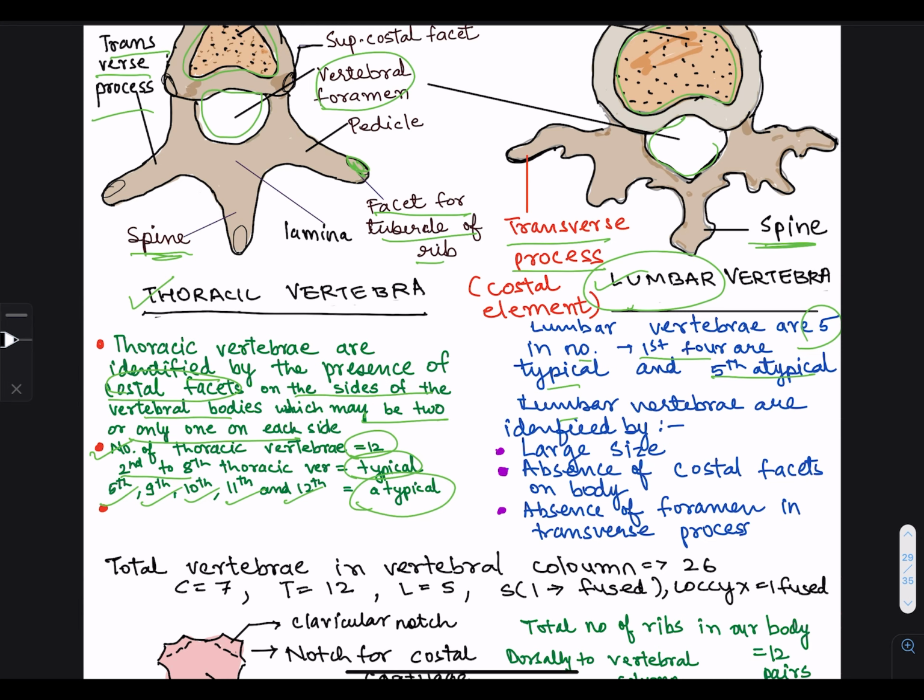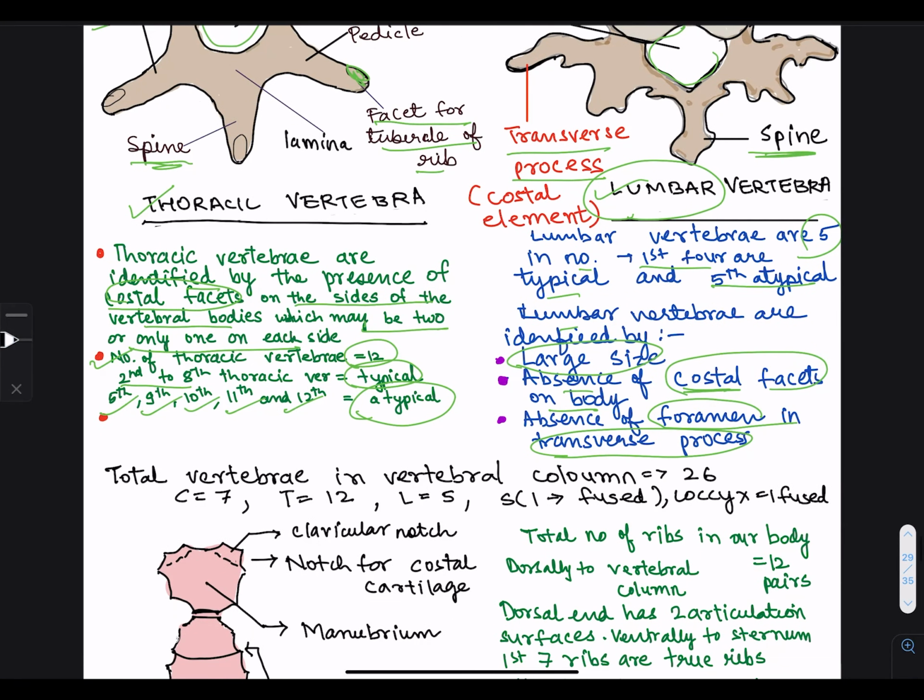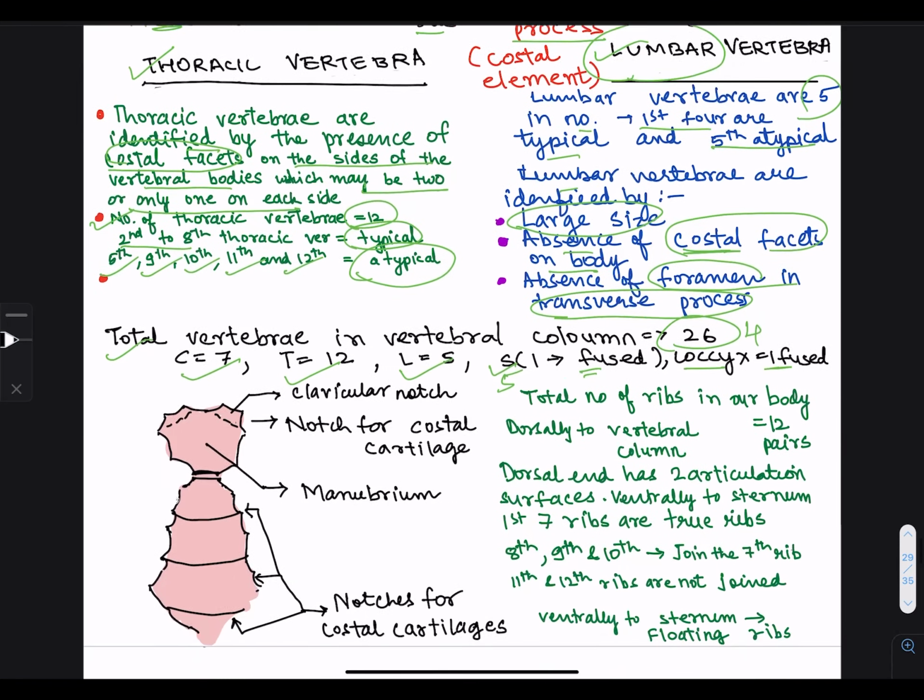Lumbar vertebrae are identified by their large size and absence of costal facets. Costal facets are not there. And absence of foramen in transverse process. This foramen is present only in cervical vertebra. Total vertebrae in vertebral column are 26, cervical 7, thoracic 12, lumbar 5, sacrum is 1 which is fused and coccyx is also 1 which is fused. Coccyx is made up of 4 bones and sacrum is made up of 5.